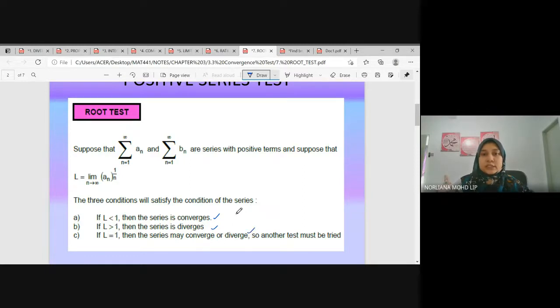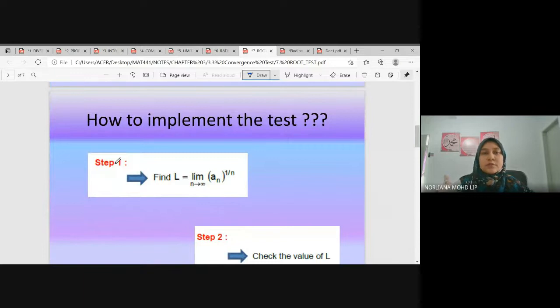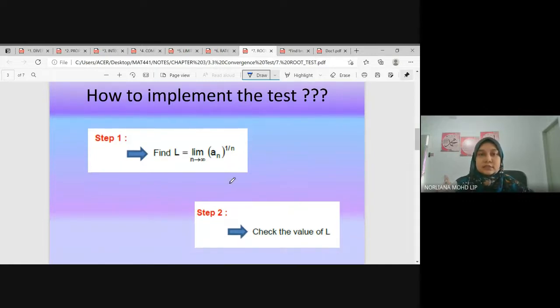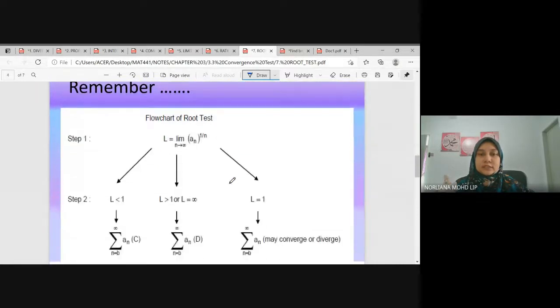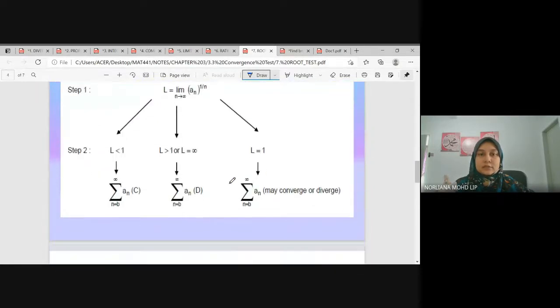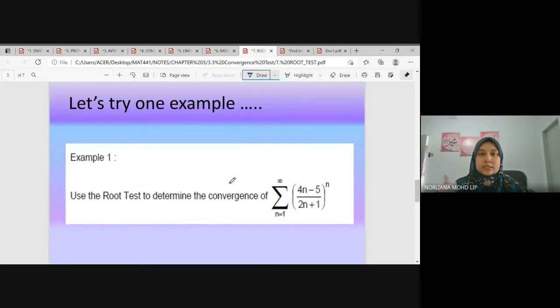Dia sama dengan sebelum ni untuk ratio test. Cuma kat sini awak kena power of 1 over n lah. Power root test. So how to implement? We use limit. Limit an power 1 over n. Then check the value of L. 2 step je lah. And then make conclusion. Let's try one example.